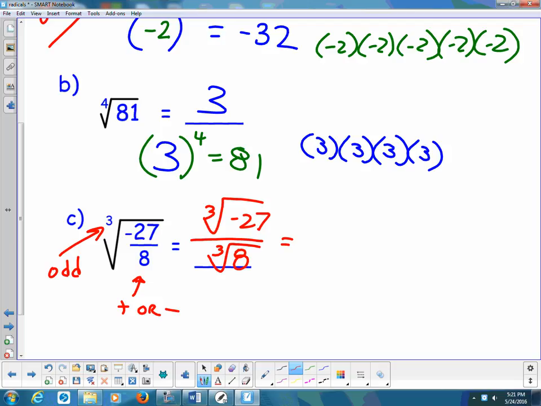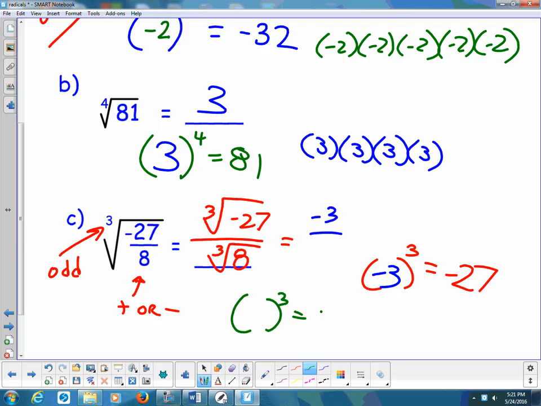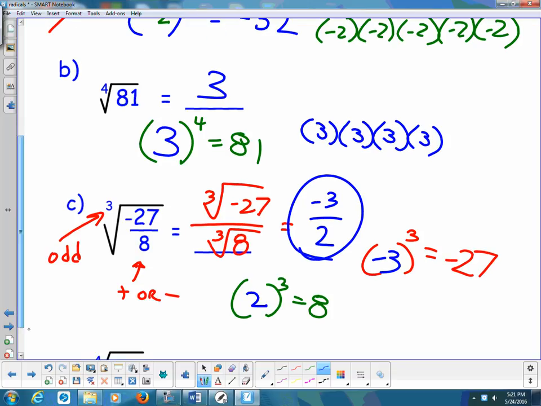Properties of radicals. Cube root of negative 27 is going to be the number that I would need to raise to the 3rd power. So what raised to the 3rd power gives me negative 27? Well, that's going to be a negative 3. So I get negative 3 in my numerator. And what number do I need to raise to the 3rd power to get 8? Well, that would be 2. So I get 2 in my denominator. So negative 3/2 would be my answer for letter C.